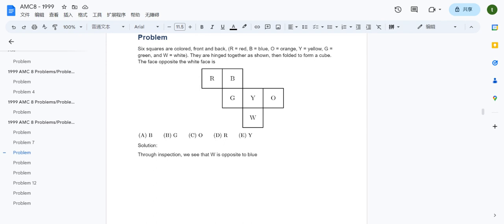However, this is only for a blue face, white face. I mean, the answer is going to be B because the white face is opposite to blue, which is going to be B. So in this case, the answer is going to be A, choice A. B, blue is opposite.